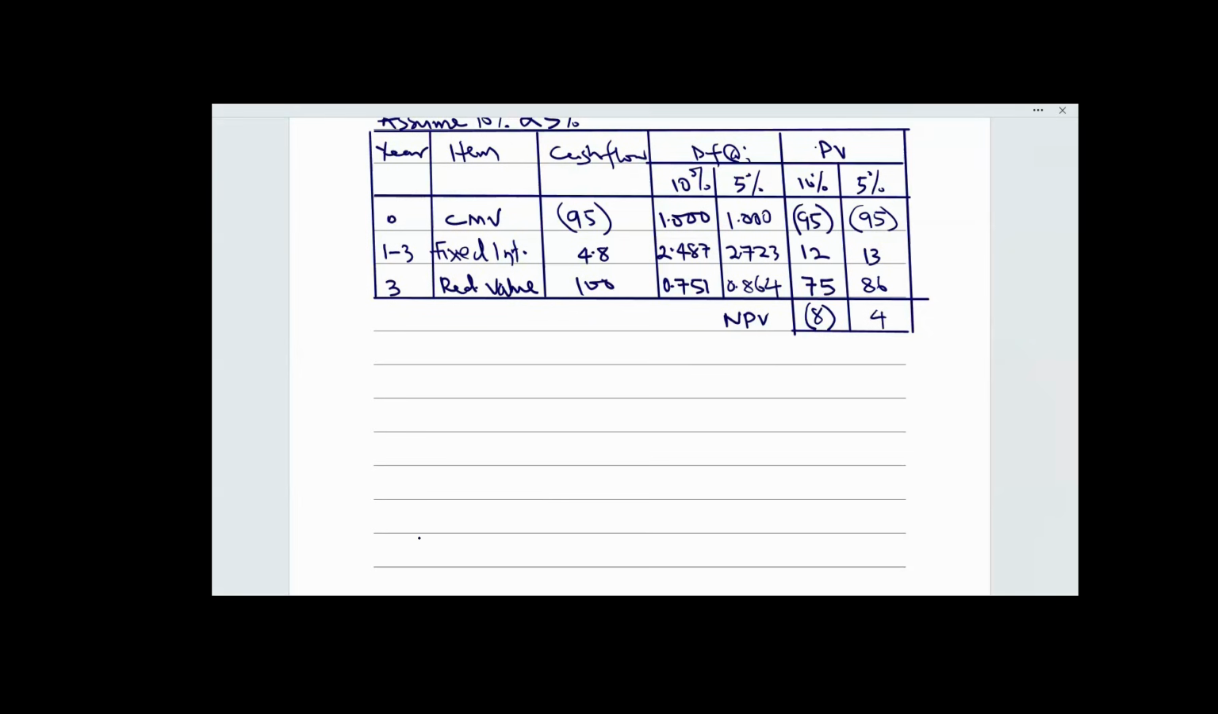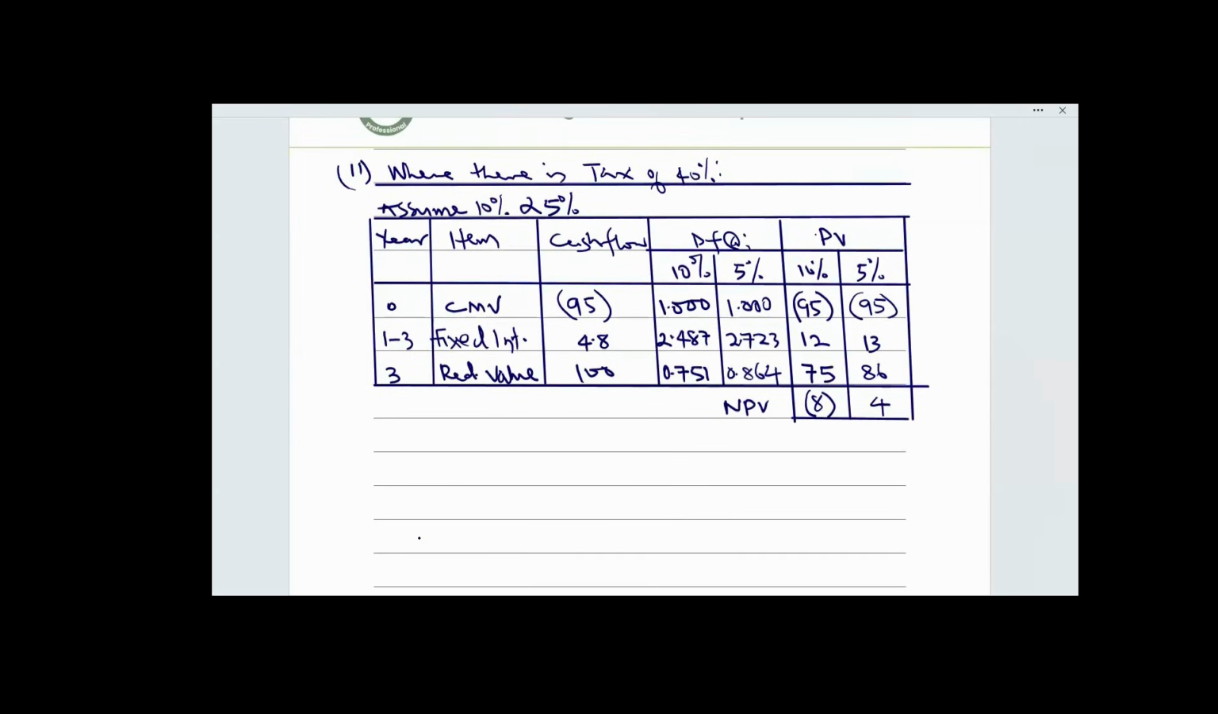All right. So we assume 10%, we got a negative NPV of 8. We then reduce our discount rate to 5%. We got a positive NPV of 4. Thereafter, we need to proceed to calculate the cost of redeemable debenture.